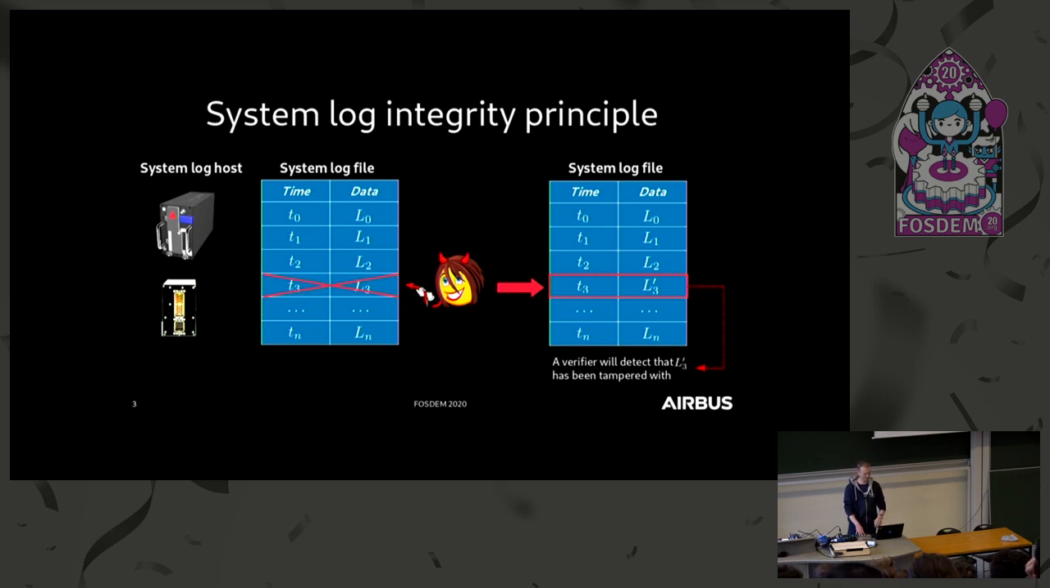Let's assume that the attacker has gained root access. So we will probably have a root access in the log, and that root access entry will be deleted. So how can we know that this was the case? With the principle that we've added to syslog-ng, we can use a verifier later on to verify that this changed log entry L3 prime was not the original one. The verifier will indicate that there was tampering with our log file.